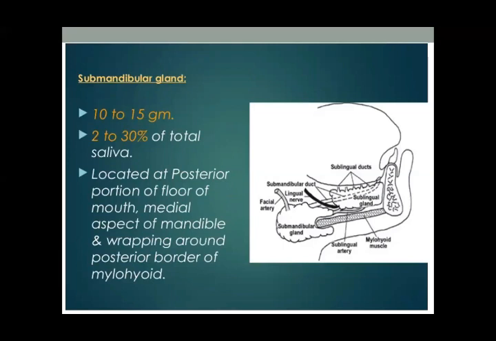Second is the submandibular gland, 10 to 15 grams in size. It produces 70% of total saliva and is a salivary gland located at the posterior portion of the floor of the mouth, on the medial aspect of the mandible, wrapping around the posterior border of the mylohyoid.